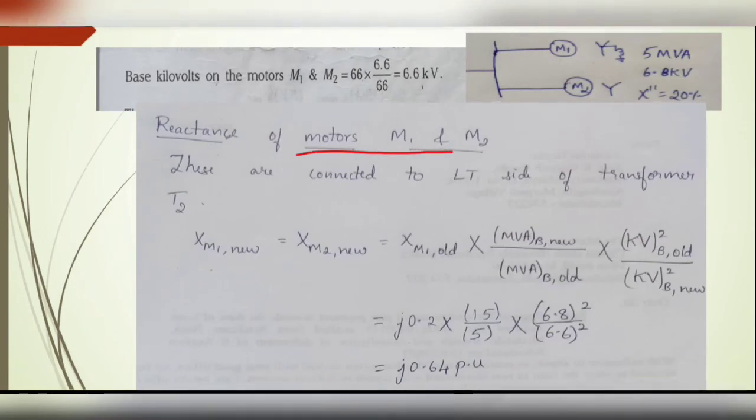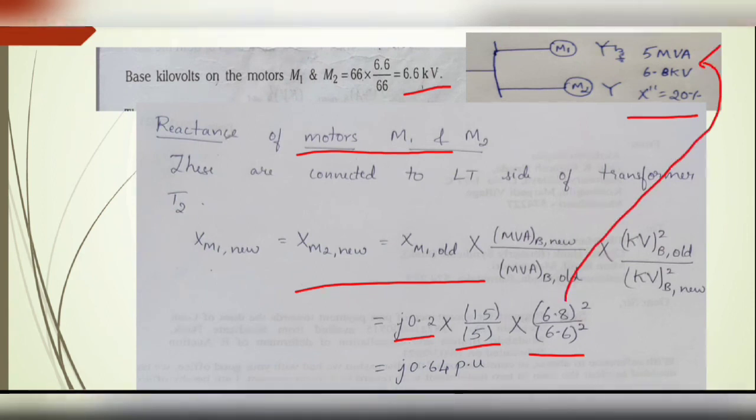Reactance of M1 and M2. The new value, that is base kilovolt on motors, is 6.6 kilovolt and the old value of motors are here. As both the motor ratings, that is M1 and M2 are same, the new PU value of reactance M1 and M2 will also be same. This is the formula. X double dash is 20%, so hence J is 0.2, and the old value of MVA is 5 and new is 15 MVA, and the new value of voltage is 6.6 kilovolt and the old value is 6.8 kilovolt as shown in the one line diagram. Therefore, the answer is J 0.64 pu.